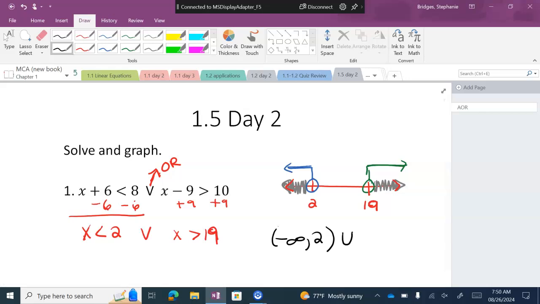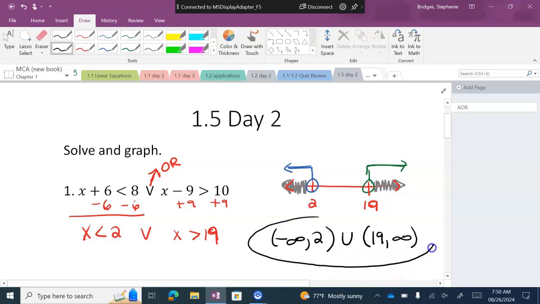And then we keep going, and the next place that I have any kind of representation is at what number? 19. Am I open or closed at 19? Open, so that's a parenthesis. And then I shade as far to the right as I can, which takes me to positive infinity, and then that's a parenthesis. So my final answer should look like that. So if it's a normal OR graph, you're going to have 2 solution areas, and you're going to write the interval for each and combine them with a little U in between.